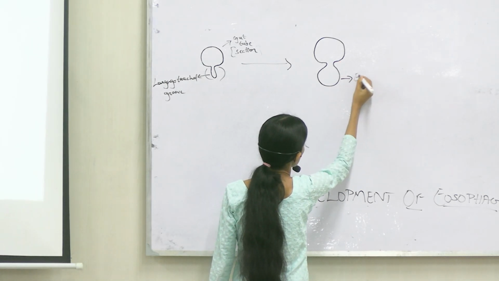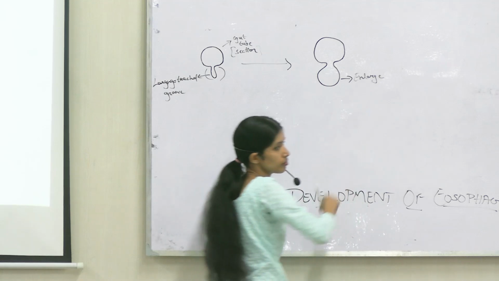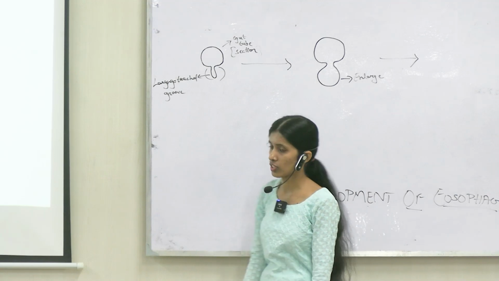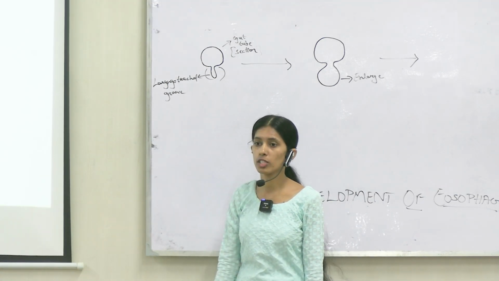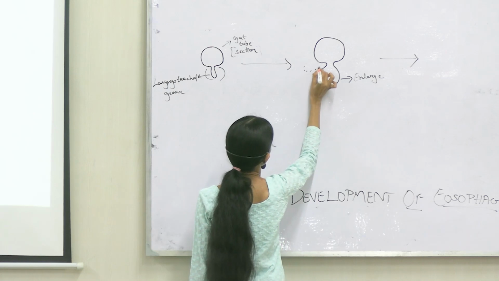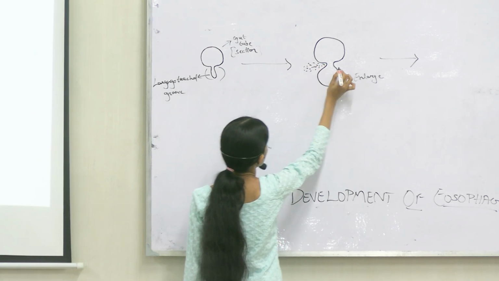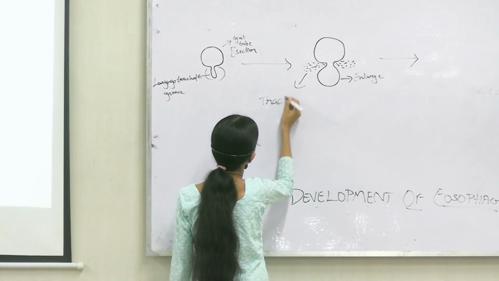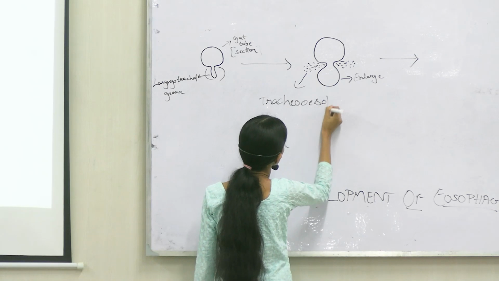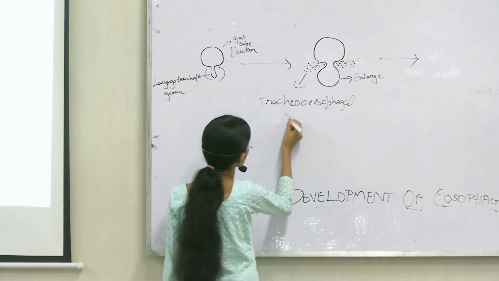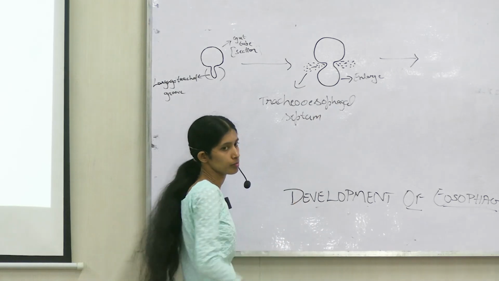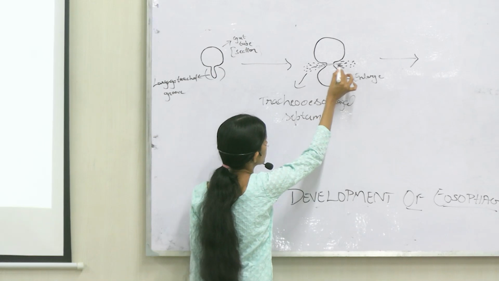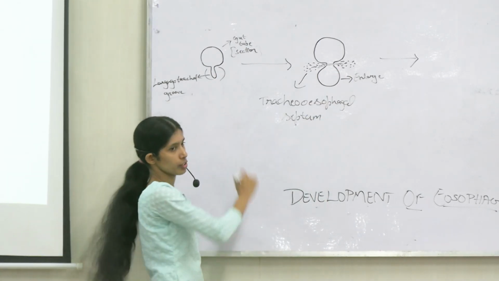Okay, from this section, your tube is going to enlarge. After the enlargement, we can see a structure that is called tracheoesophageal septum here in this region. This is your tracheoesophageal septum. So this tracheoesophageal septum divides your groove region.